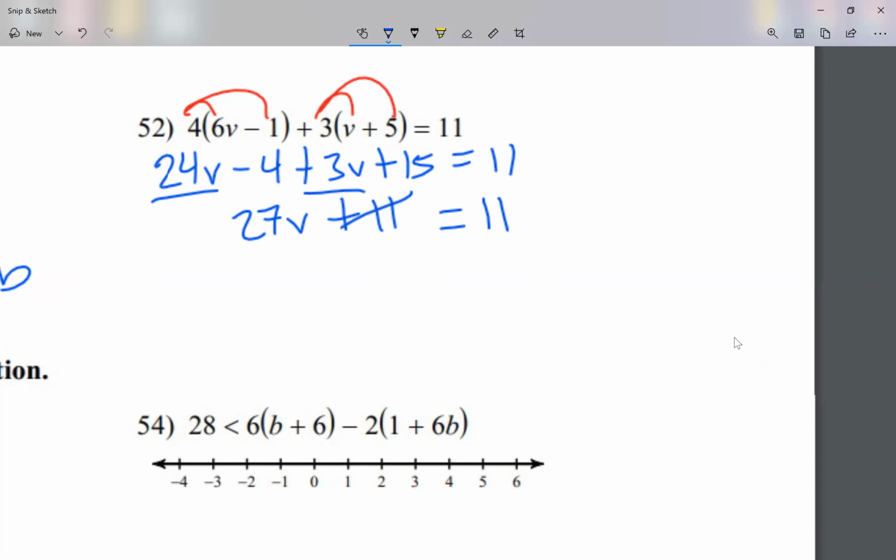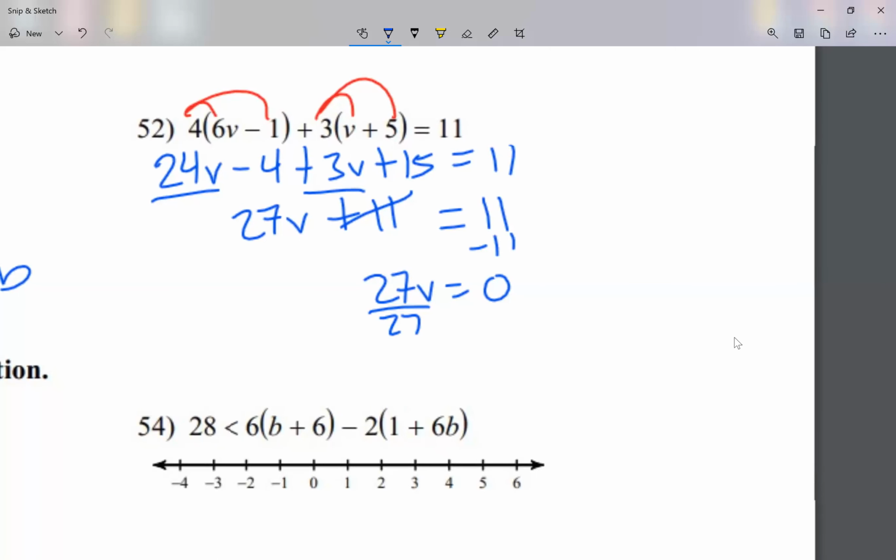So this plus 11, let me move it over as a -11. If you happen to have letters on both sides of the equal sign, move them to the same side. So you have to move one of them. In this case, I only have them on the left side. So I have 27v is equal to 0, right? 11 minus 11 is 0. Let me divide by 27. Now 0 divided by 27 is 0. So there you go. V is equal to 0.